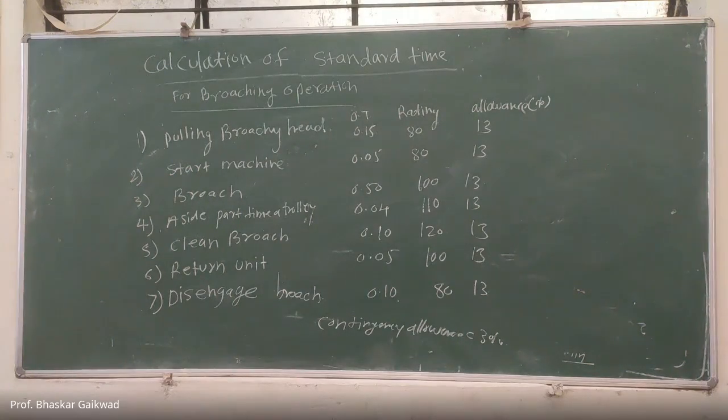First of all, we have to calculate the normal time. How to calculate normal time? Observed time times rating, plus the allowance. You can see the last column: 30% allowance. This is the personal or relaxation allowance. It is common to all. Just like our previous problems, you can take 30% allowance for all, and contingency allowance is 3%. So instead of the last column, we can make the common 30% for all of these.